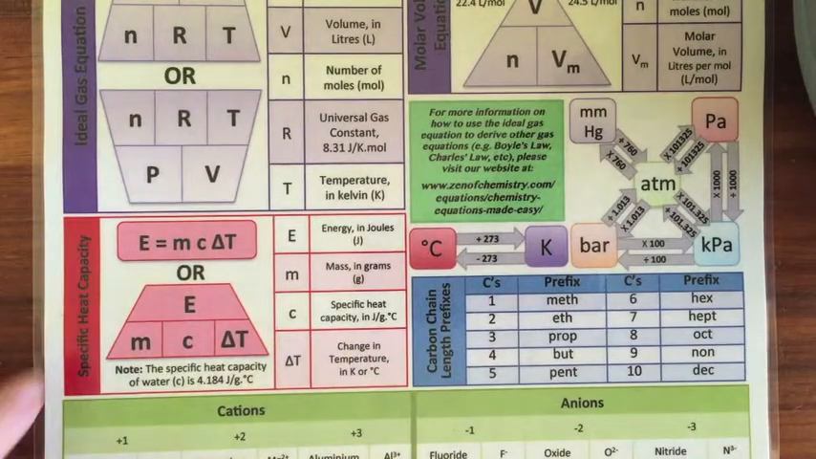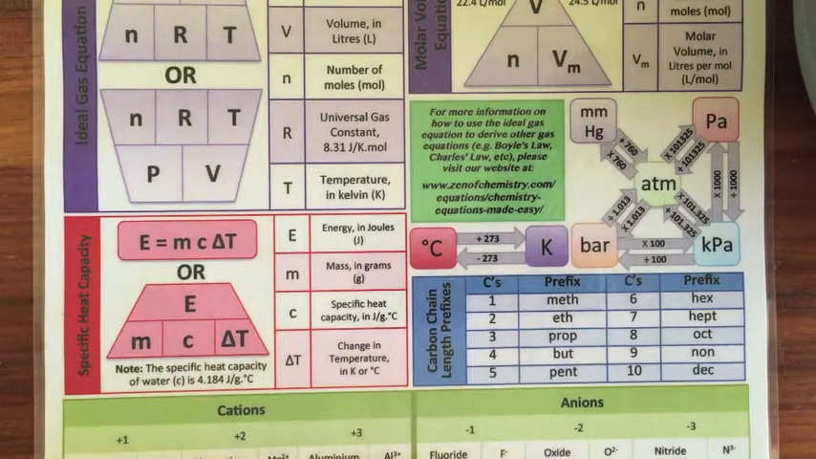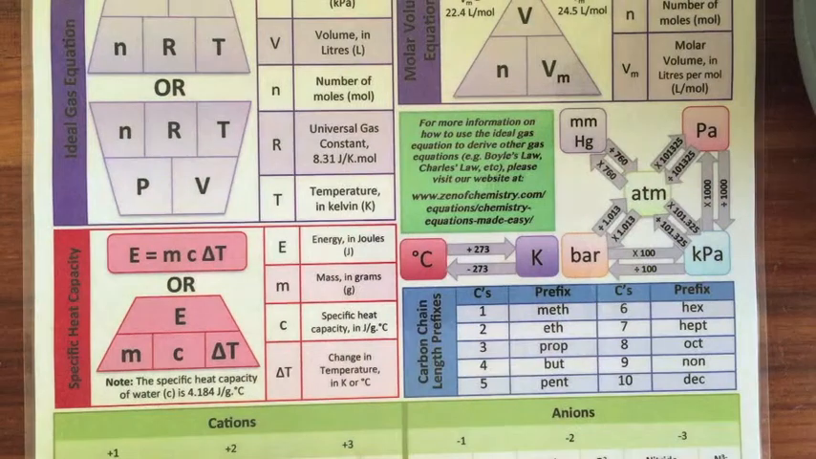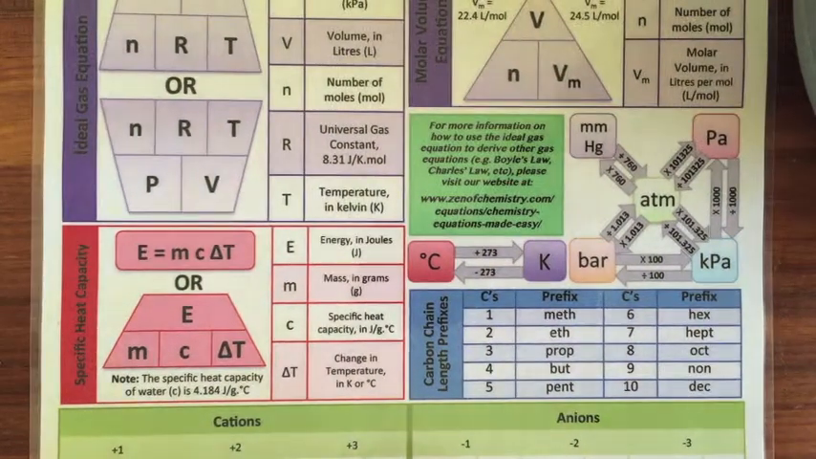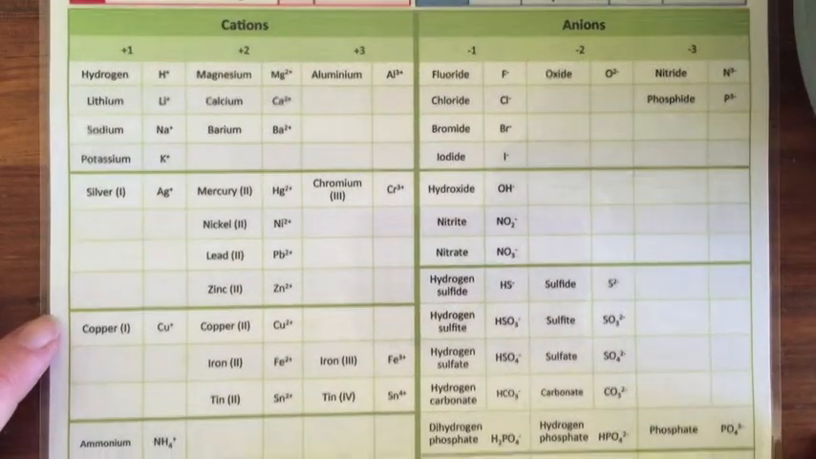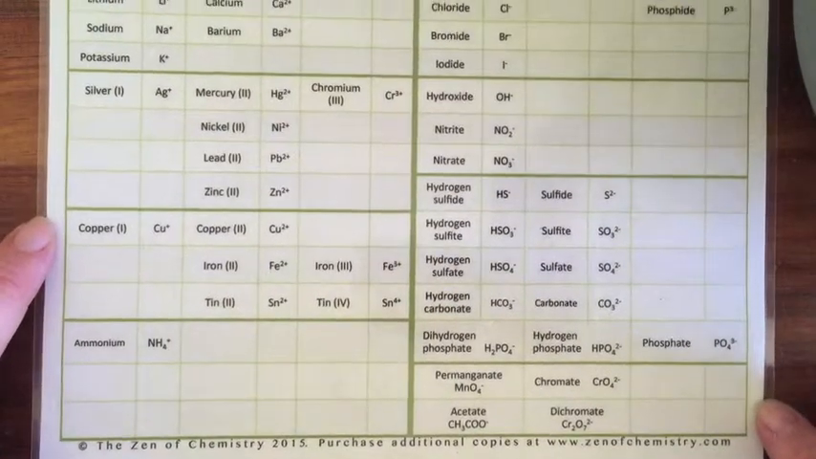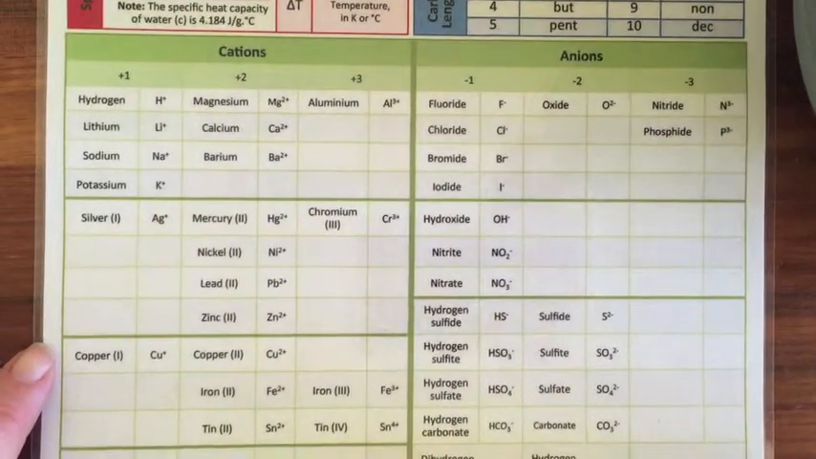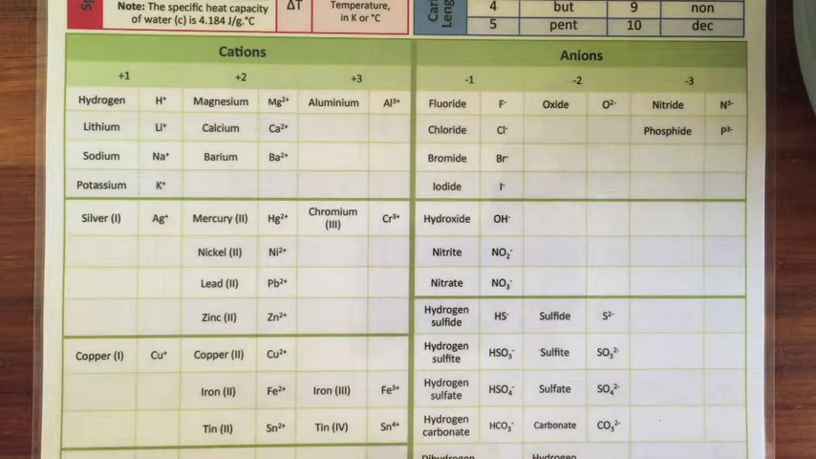We've got our specific heat capacity. We've got some easy diagrams to use for converting units in gases. We've got our carbon chain prefixes, and then all the way down the bottom, which is pretty much half of the bottom of the sheet, is a lovely table of our cations and anions for ionic compounds. So that's the Year 11 sheet.